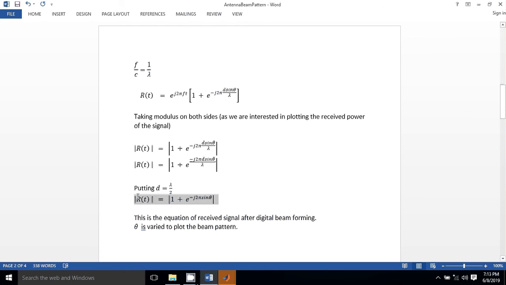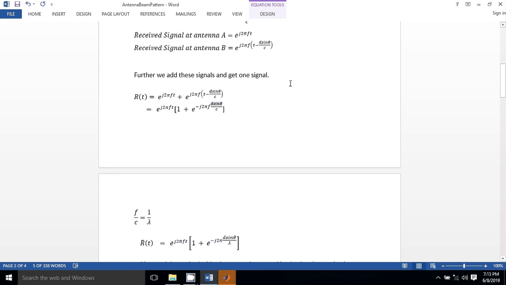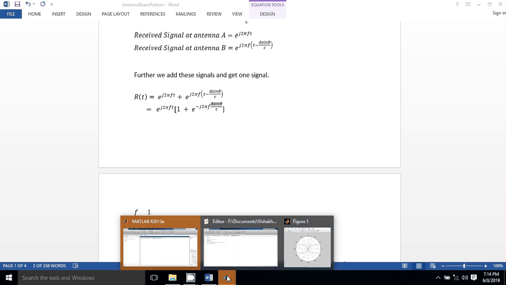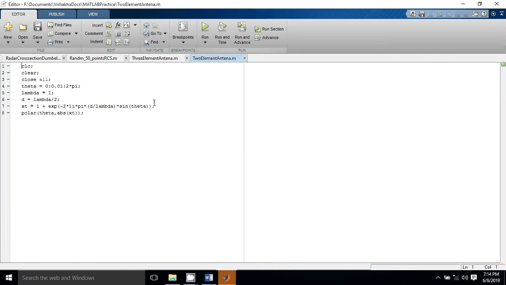We can simply implement this equation itself in MATLAB. So I implemented this equation in MATLAB. We can see how the beam pattern looks like. So this is the code written. Here we are varying theta from 0 to 2 pi in radians. Lambda, we are assuming as 1, because anyway that lambda will get cancelled, or d is in terms of lambda. So we are assuming d is lambda by 2.